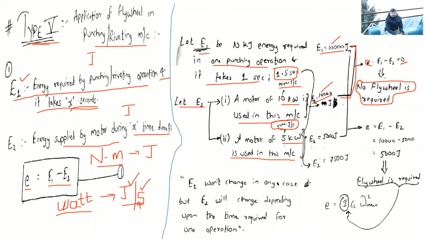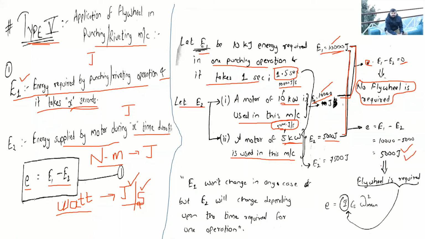Why? Because its rating is less, so it will consume less electricity. Here, the rating is 10 kilowatt, so it will consume more electricity per second as compared to this motor of 5 kilowatt rating. Now our requirement was 10,000 joules, and the motor is giving 5,000 joules. So if we combine these two equations, E1 minus E2 will come out to be some positive value, and this positive value is the fluctuation of energy. 10,000 minus 5,000, so 5,000 is the answer.